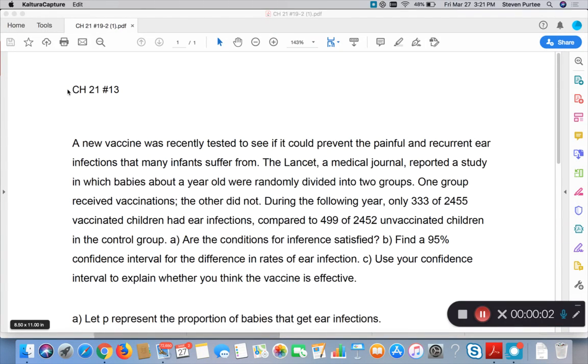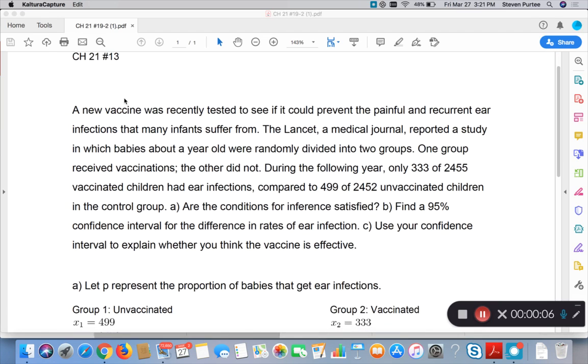Okay, this is chapter 21. This is actually number 19. That's a typo there. Pause the video and read this paragraph. Make sure you understand the setup. Okay, hopefully you've done that.